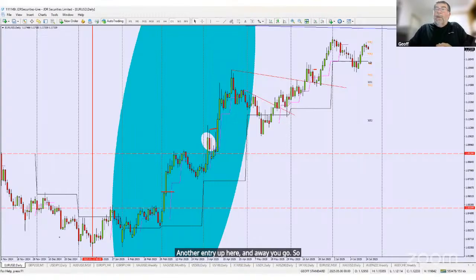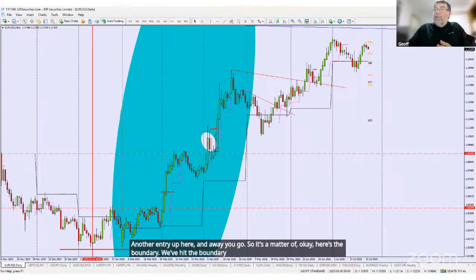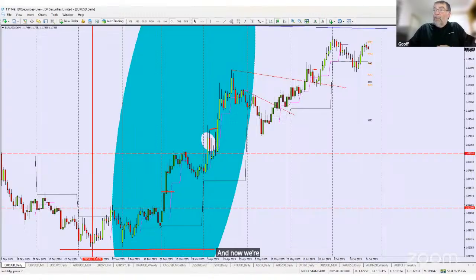So it's a matter of, okay, here's the boundary. We've hit the boundary. This one's bounced. And now we're looking for higher lows, breakouts, retest, higher lows, breakout, retest.